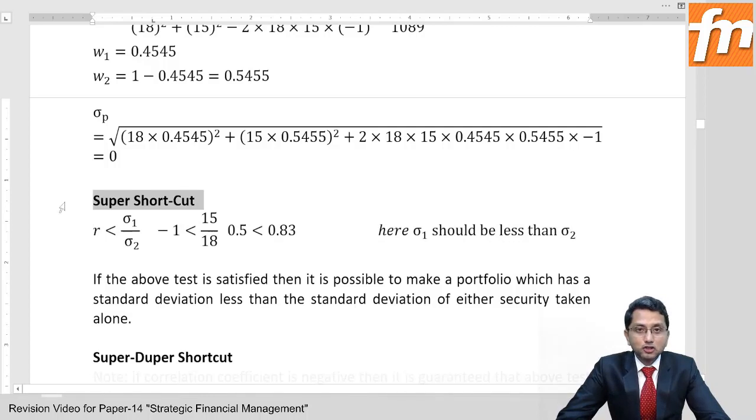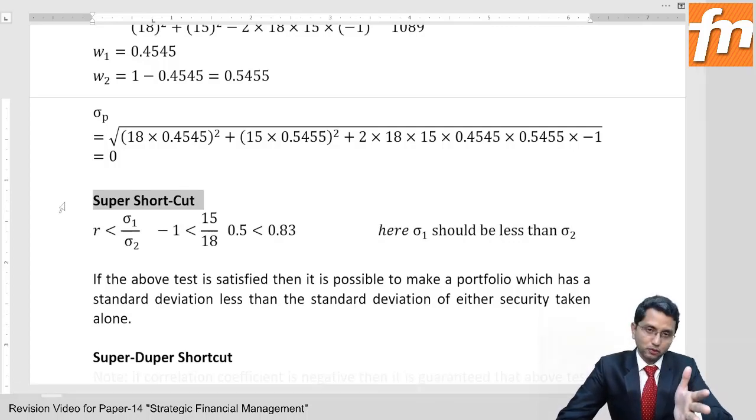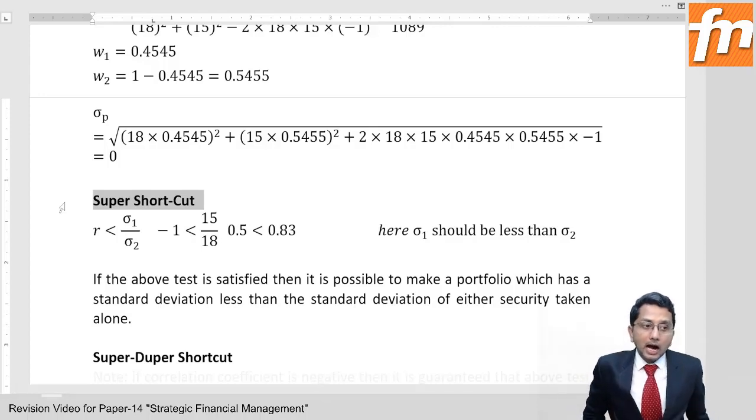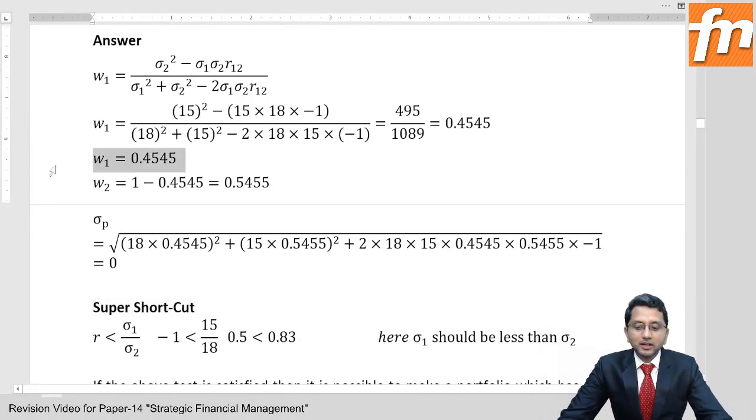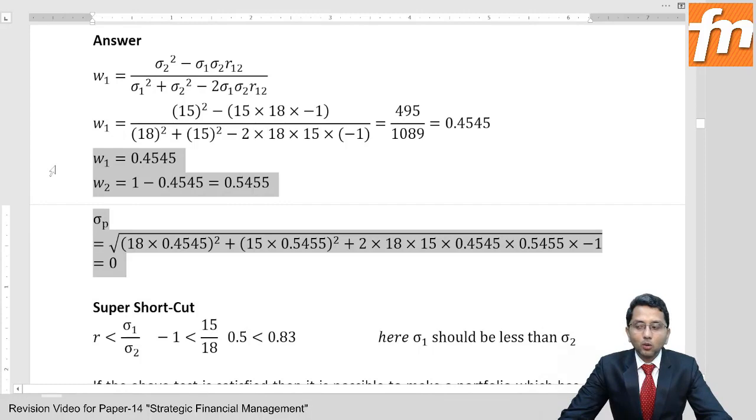But keep in mind, this shortcut tells you only whether a portfolio exists or not. How much weight should be assigned and what exactly is the risk of that portfolio can be calculated only with the formulas.